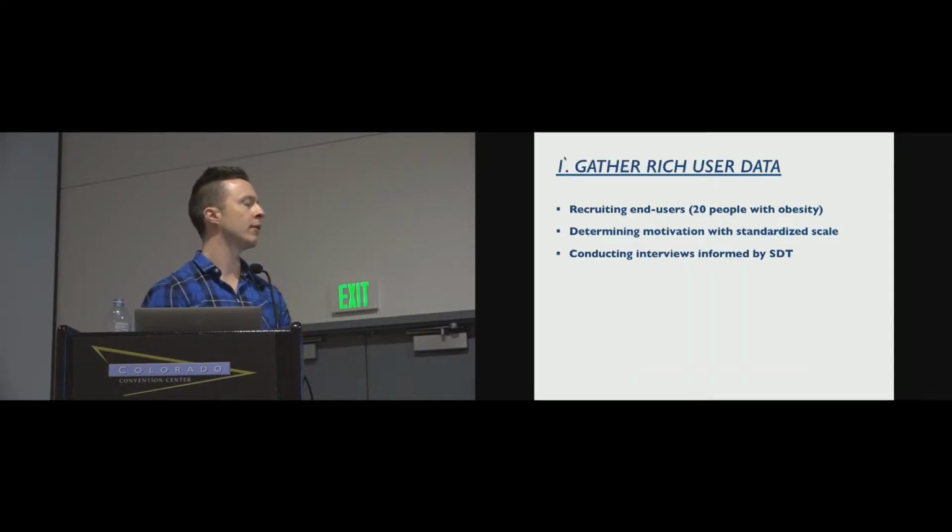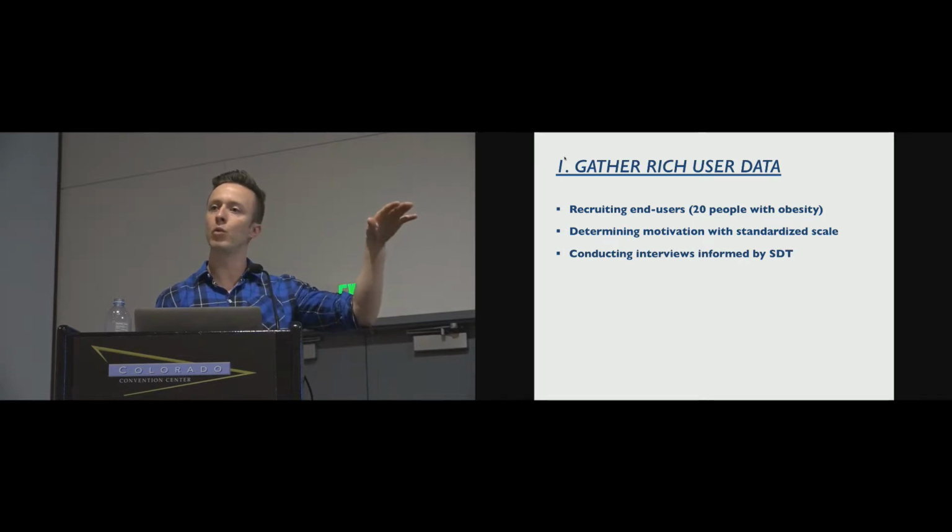So that brings us to the first stage of our persona procedure. As you would normally do, we wanted to gather detailed contextual knowledge about our target group. So we recruited 20 people with obesity, and we first asked them to fill in a survey, a standardized scale that is used in clinical trials to quite accurately define their motivation on this motivational continuum and for different aspects. And we would use that information afterwards to complement our qualitative interview data.